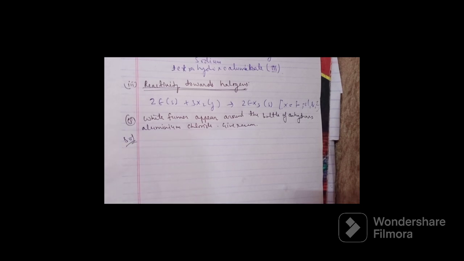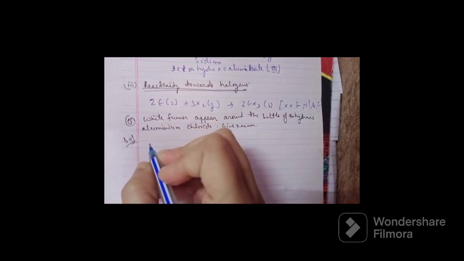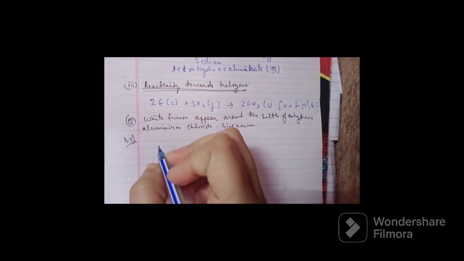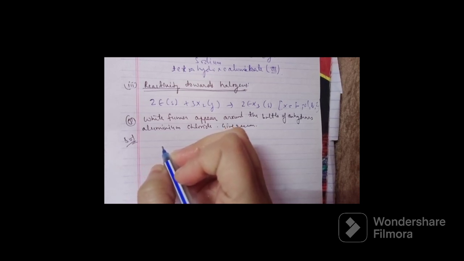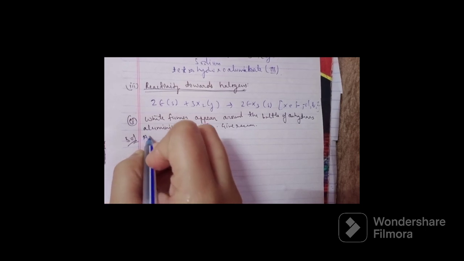So we go for the same. So anhydrous aluminum chloride is partially hydrolyzed with atmospheric moisture to liberate HCl gas, and moist HCl appears white in color.